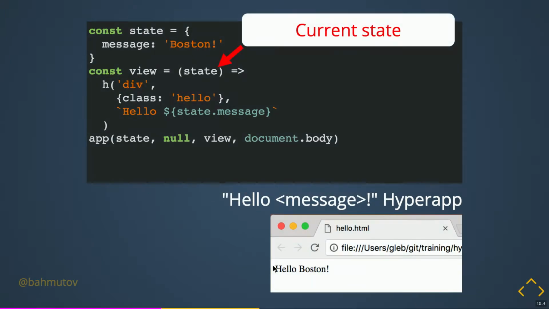And then our view function, before it had no arguments. But in reality, Hyperapp will give the state, the current state, as the first argument to the view function. And then the view function can extract and say, from that state, I'm going to take message. So instead of hard-coding the message, it will say, the message will come from the state object that I'll receive as the first argument.